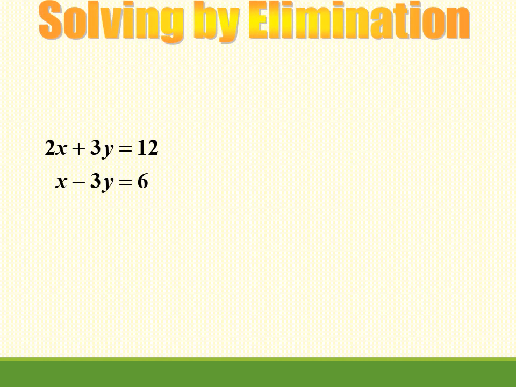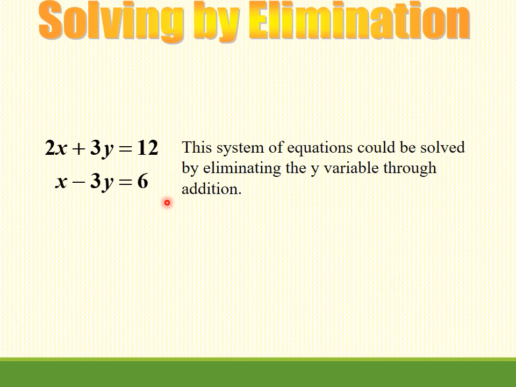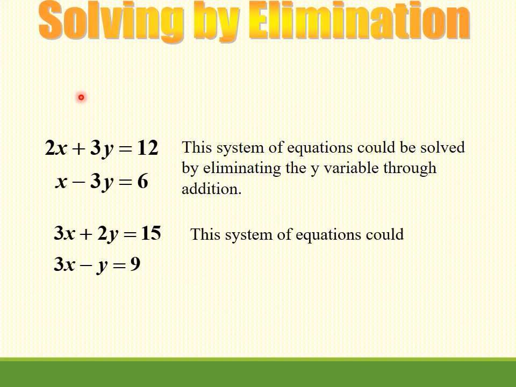So what does solving by elimination look like? You have this system of equations, which is 2x plus 3y is equal to 12, and x minus 3y is equal to 6. This system of equations can be solved by elimination. It can be solved by eliminating the y variable through addition. Here you have 3y and another 3y, and they have opposite signs. So if you add them, it will give you 0, and definitely we would have eliminated y.